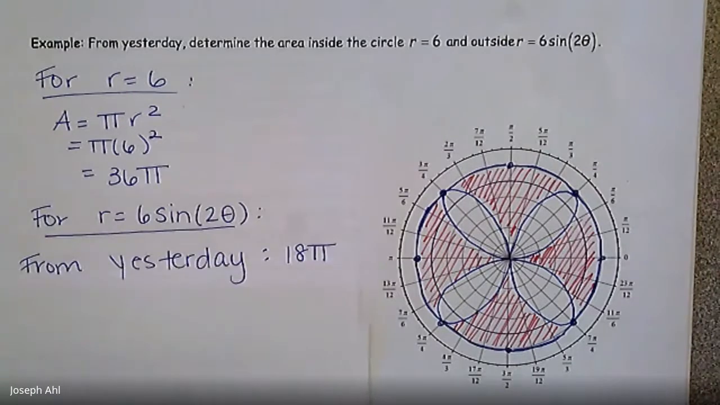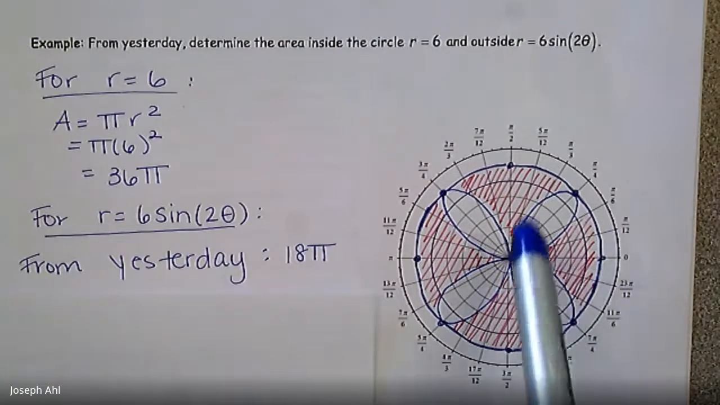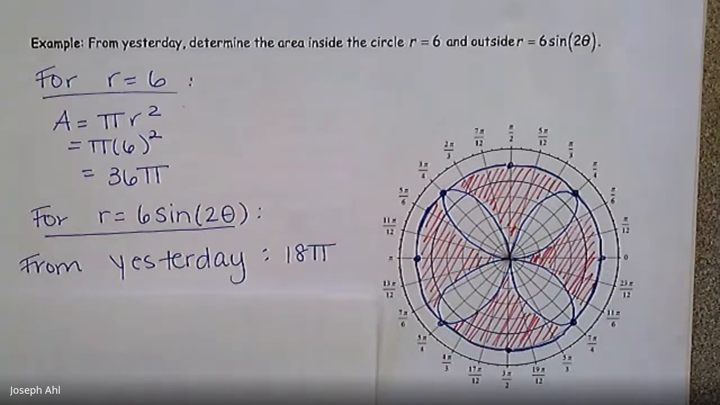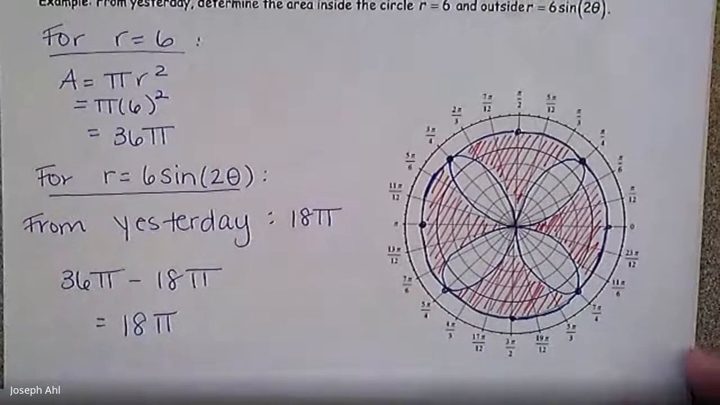From yesterday, we determined that one loop was 9 pi over 2, which makes sense, because if I multiply that by 4, the total area inside the rose curve is 18 pi. Therefore, if I subtract those results, the total shaded area in red is 18 pi. Check out yesterday's notes if you don't quite remember how we determined that area, but we're going to do more polar area practice right now. So we should be good to go in terms of hopefully recalling these concepts.